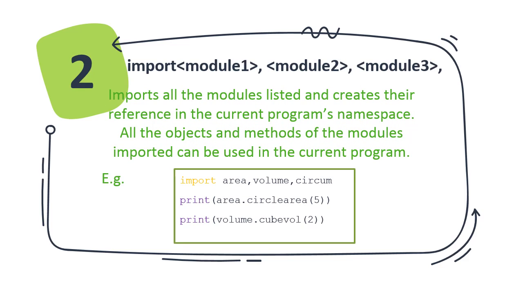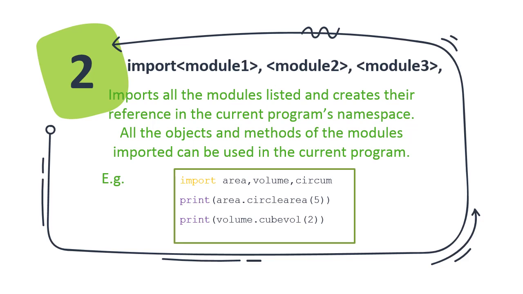The next one we are going to see is import module 1 comma module 2 comma module 3. This statement imports 3 modules, namely module 1, module 2 and module 3, into the current namespace. It imports all the modules listed along with the import statement and creates their reference in the current program's namespace. All the objects and methods of the modules are imported into the current program and can be used with the dot notation method. Here is an example: import area comma volume comma circle.